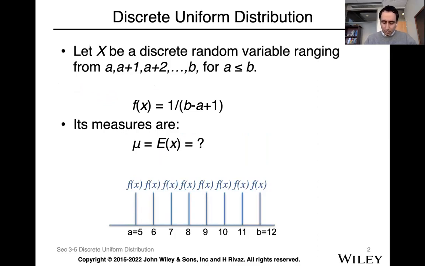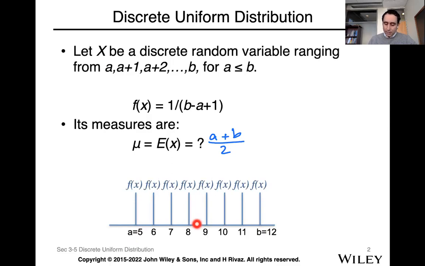And we also talked about the expected value, right? So we mentioned that the expected value is in the middle, a plus b divided by 2, right? So that means that if I have a uniform distribution that varies between 5 and 12, then 5 plus 12 is 17, divided by 2 is 8.5. So right here in the middle is my expected value, right?